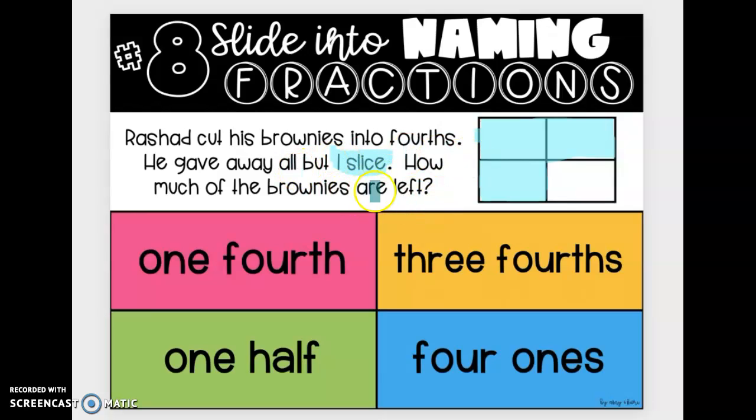How much of the brownies are left? Oh, well, let's look and see. 1 out of the 4 squares are left. So which of these statements matches our answer? 1 out of 4, 1/4. There it is. 1/4. Let's go to the next one.